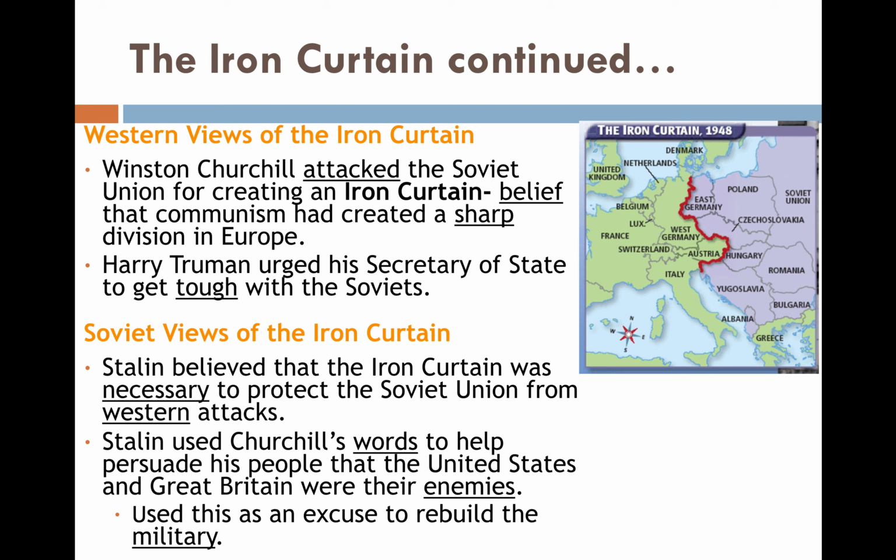So Winston Churchill then gives this speech, and in his speech he talks about this idea of an iron curtain, the idea that communism has created a sharp divide in Europe. So you can see on that map there, that red line, that's an imaginary line. It doesn't actually exist, the line itself, but you can see all of the countries that are in green are democratic capitalist countries, and all of the countries that are in purple are communist.